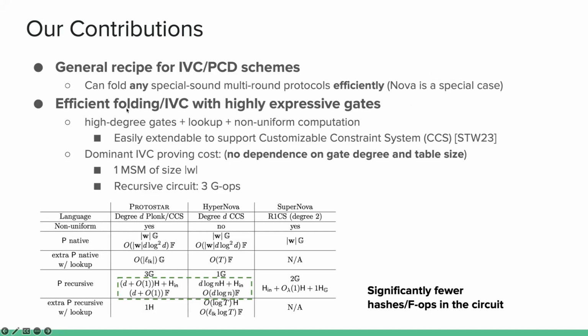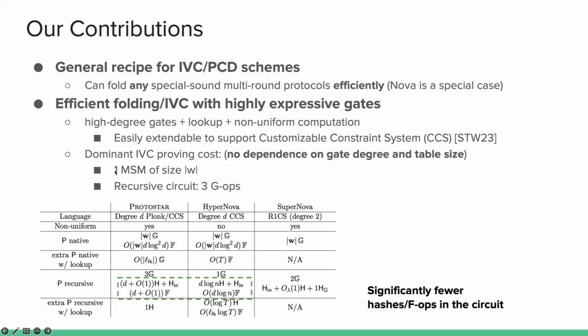After that, we combine this general recipe with several special-sound protocols for the relations that we are interested in. After combining them, we can instantiate and construct an IVC scheme that supports really highly expressive gates, like high degree gates, lookups, and non-uniform computation. We also note that because of its modularity, it turns out to be very easy to extend to recent advancements on constraint systems like CCS, which is basically a generalization of R1CS to degree D gates.